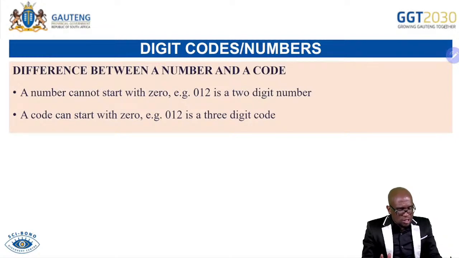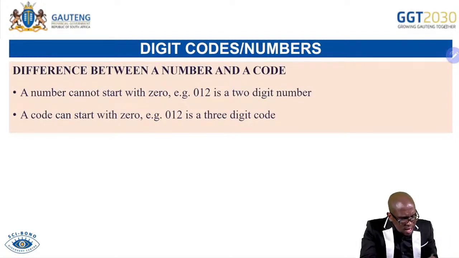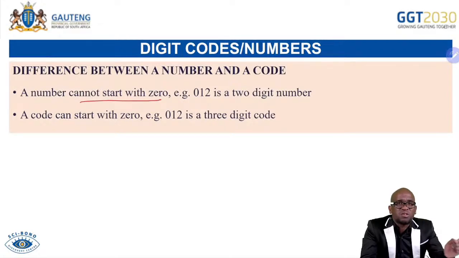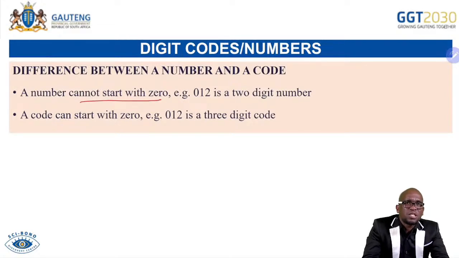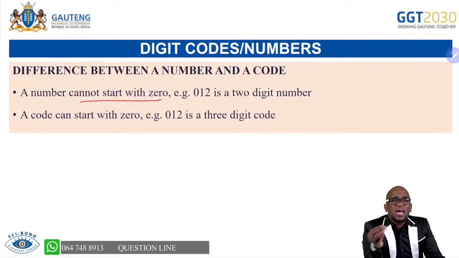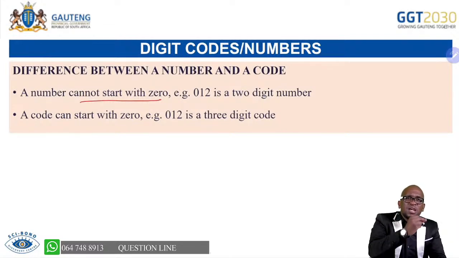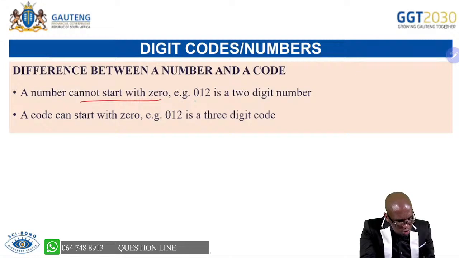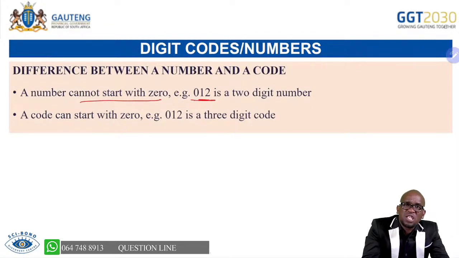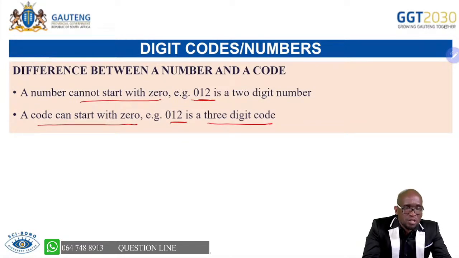Now, when we look at digit codes or numbers, it is important to know the difference between the two. A number cannot start with a 0. It's very important. We've seen questions before in past exam papers where they do not specify. They just tell you it's a digit number. And if there was a 0 there, you should make sure that as a natural restriction, 0 cannot occupy the first position, which means 012 is a 2-digit number. However, a code can start with a 0, which means 012 is a 3-digit code.